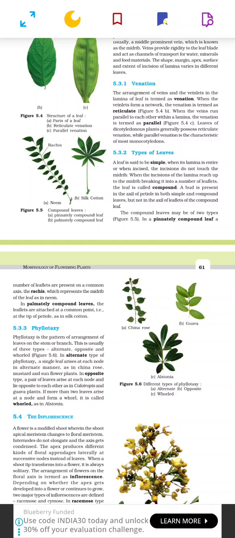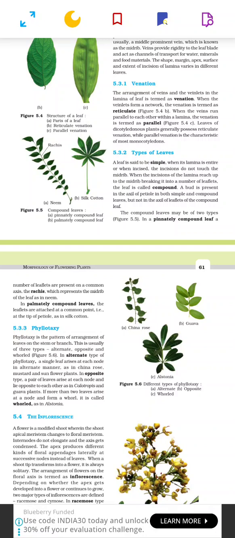Phyllotaxy. Phyllotaxy is the pattern of arrangement of leaves on the stem or the branch. This is usually of three types: alternate, opposite, and whorled. In alternate phyllotaxy, a single leaf arises at each node in an alternate manner, as in China rose, mustard, and sunflower plants. In opposite phyllotaxy, a pair of leaves arises at each node and lies opposite to each other, as in Calotropis and guava plants.